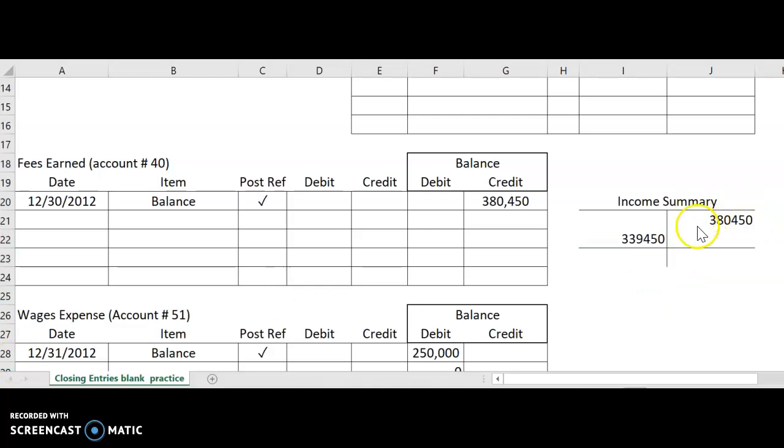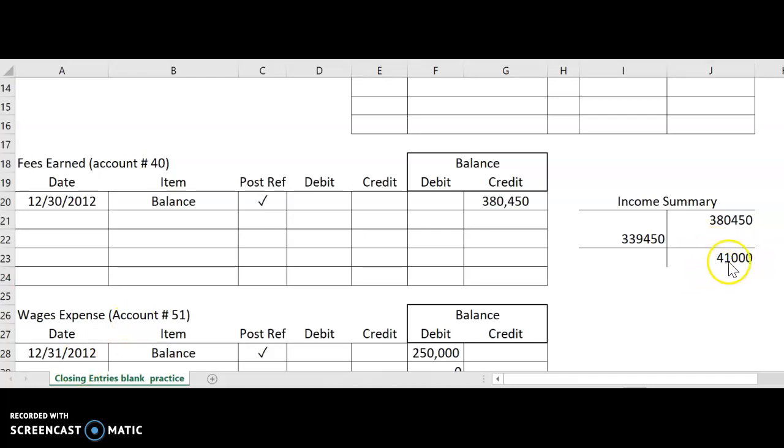This top number represented revenue and this bottom number represented expenses. So basically I have revenue minus expenses, so really I'm holding net income. I'm holding net income in income summary, which makes sense because it's the summary of my income. So which side is bigger? The credit side is bigger, so it appears that my balance is going to be on the credit side. So I take my credits minus my debits, and income summary has a balance of $41,000.